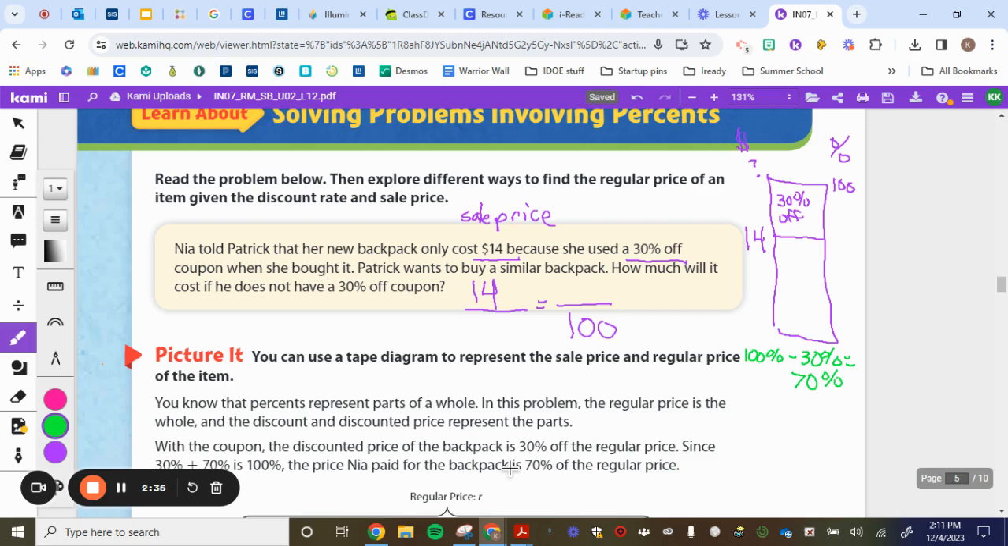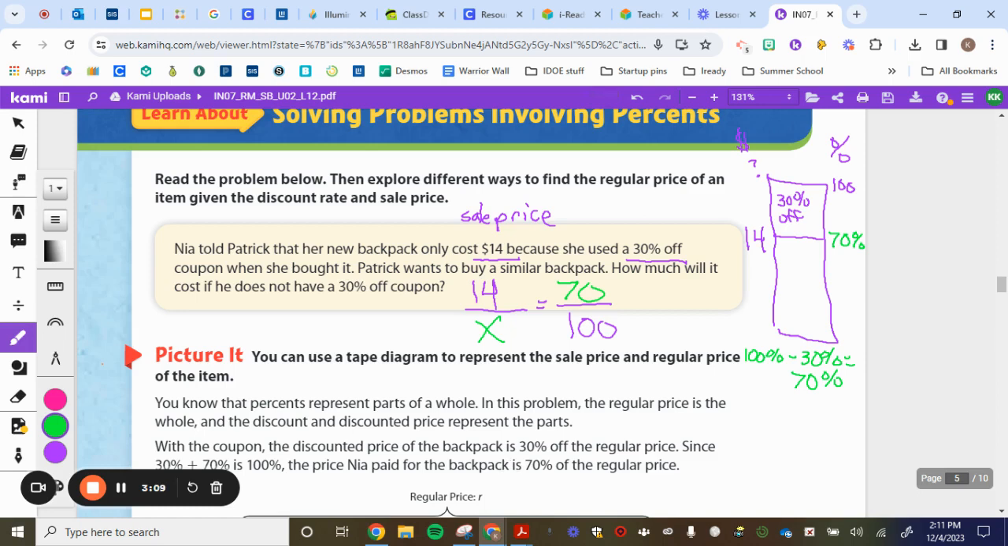So 14 is 70% of the price. So Nia only had to pay 70% of the price. So that's 70 over 100. But Patrick is going to have to pay the full price, which we don't know what that is. When we cross multiply, this will be our final answer because we are trying to figure out what the 100% is, and this will give us the 100% price.